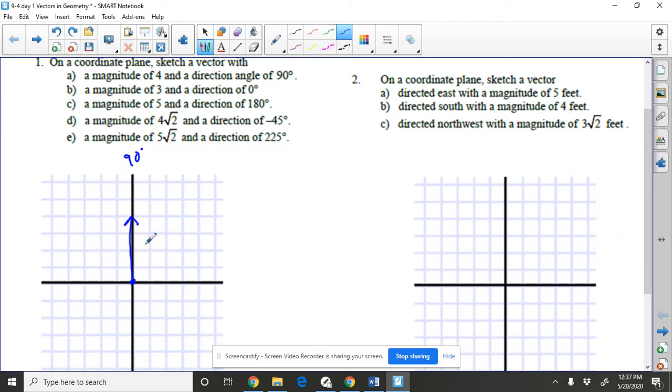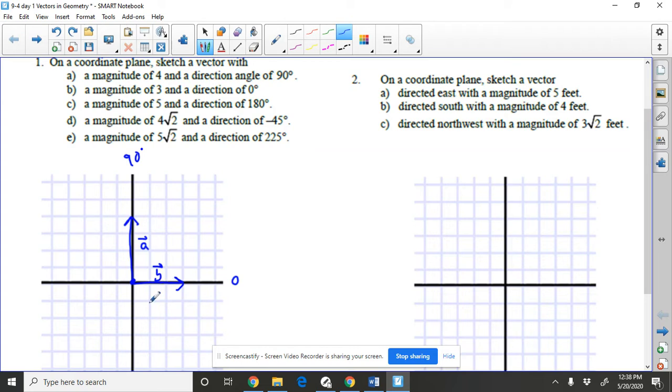When you label vectors, you use a lowercase letter. And what you'll notice is if you look in the book, the letters are all in bold. But since you can't write by hand in bold, you draw a one-sided arrow on top of it. That's the vector symbol. B has a magnitude of 3 and a direction of 0 degrees. Here's 0, magnitude of 3. Here's my vector. I call it B. Again, that's a one-sided arrow on there.